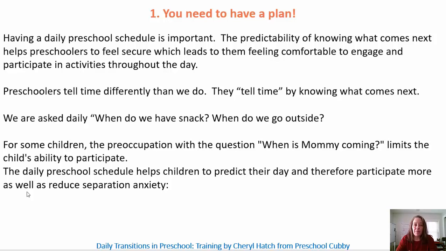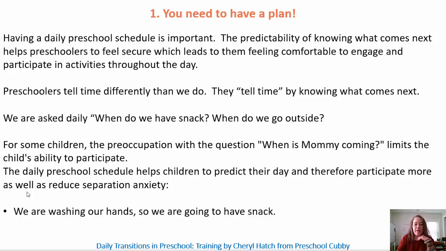It's helpful all year to have a visual schedule, but it's especially helpful at the beginning of your school year. Separation anxiety, I don't have to tell you, I'm preaching to the choir here, right? It's a real thing. We spend more time hugging parents sometimes than we do children because of separation anxiety. It's a tough thing, and if they can see visually, oh, we're doing this, then mom's coming, it reduces that anxiety for your children.